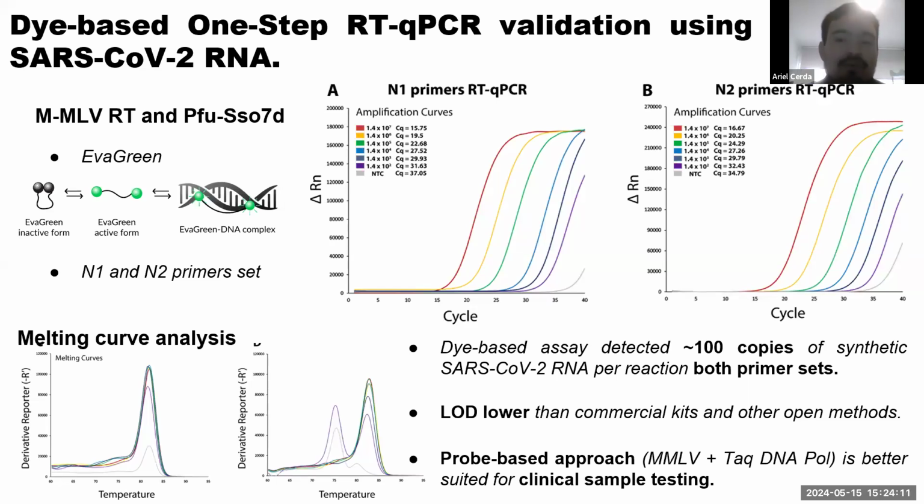This suggests that a probe-based approach using the homemade MLV RT and Taq DNA polymerase is more effective for detecting synthetic SARS-CoV-2 RNA and offers a promising option for further clinical sample testing. This was the moment when we had to decide between the two approaches, and by recommendation of the clinical laboratories, we decided to go further with the probe-based approach, because we had a lot of problems with the dye. We figured out a lot of solutions, but in the end, the clinical laboratory said just use the probe assay.